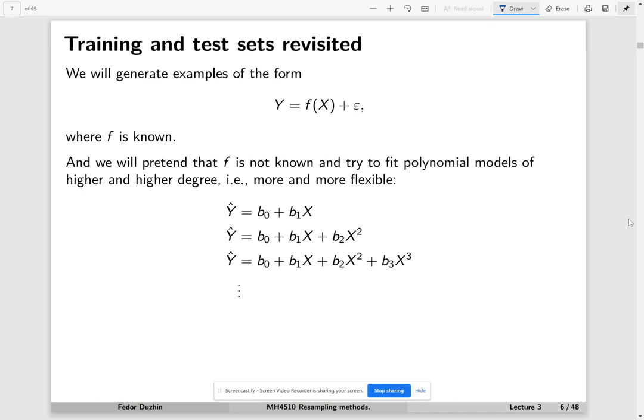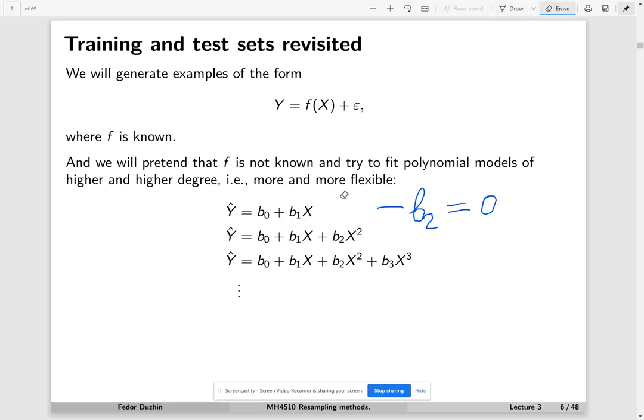So we are going to pretend that this true f is not known, and we are going to try to fit polynomial models of higher and higher degree. And so notice that every next one is strictly more flexible than the previous one. So for example, a quadratic model is strictly more flexible than the linear model because the quadratic model includes linear models. So it may happen that B2 is 0, and if B2 is 0, then we get the original linear model. But we cannot get the quadratic model from the linear model, right? So a linear model is like a particular case of a quadratic model. A quadratic model is a particular case of the cubic model, and so on and so forth.